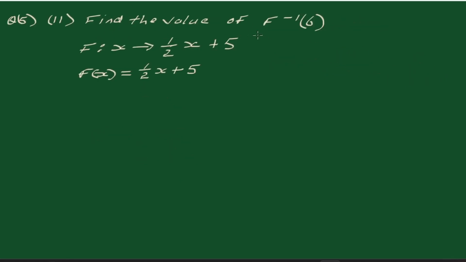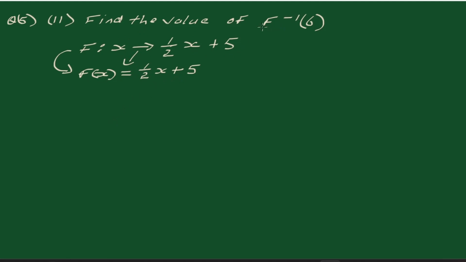Now looking at the second question, we want to find the inverse of function f, the inverse of function f with the input of 6. Again, function f was given in this notation here. f is such that x maps onto a half x plus 5. Change it to the equation notation. And to write this as an equation, you just write f(x) in brackets equal. So you change this to equal a half x plus 5.